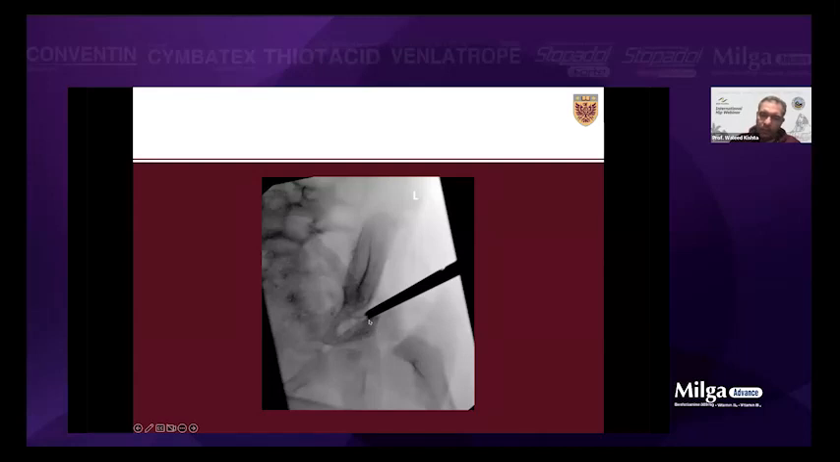And because from the outer edge of the pelvis, not sure if you guys can see this, it's very wide. So the osteotome goes at the middle first.